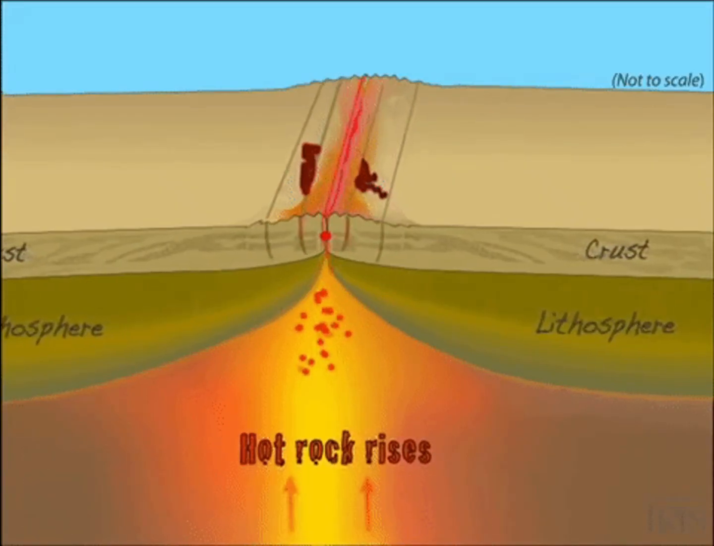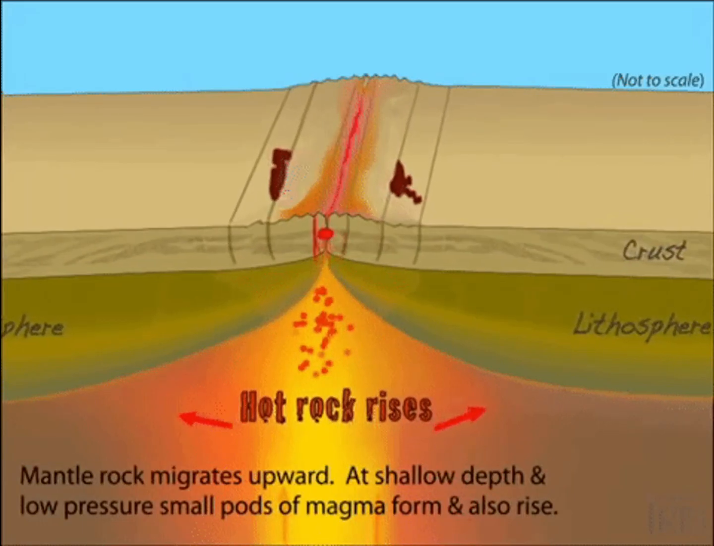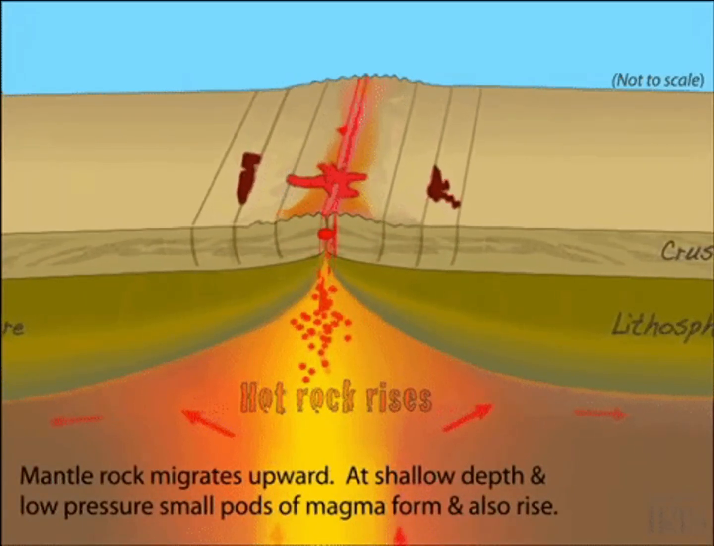New oceanic crust is formed at mid-ocean ridges. This happens through the process of sea floor spreading.